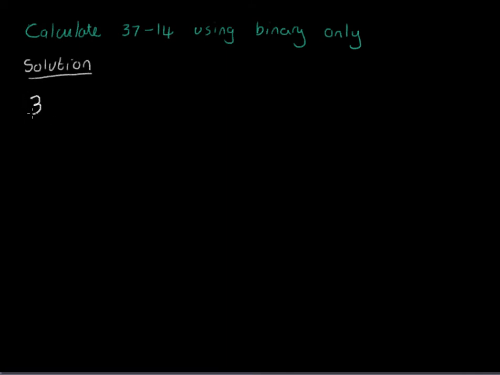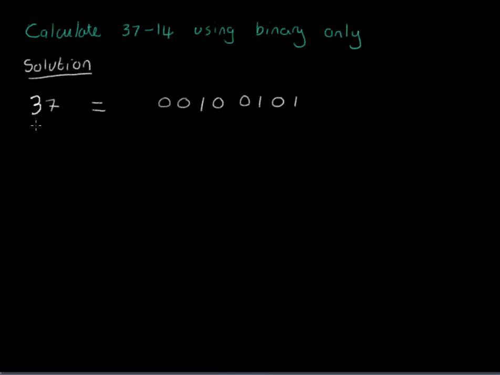I'm going to take my 37 and write down the binary equivalent using 8 bits. So I don't need 128, don't need 64, but I will have 32, don't need 16, don't need the 8, I'll use the 4, not the 2, and the 1. So what I've got there is 32, add 4, add 1, and that's 37.